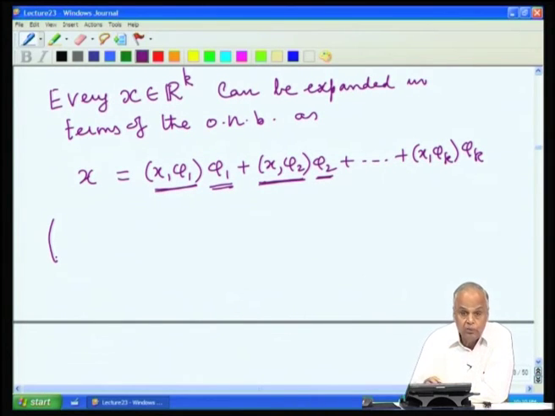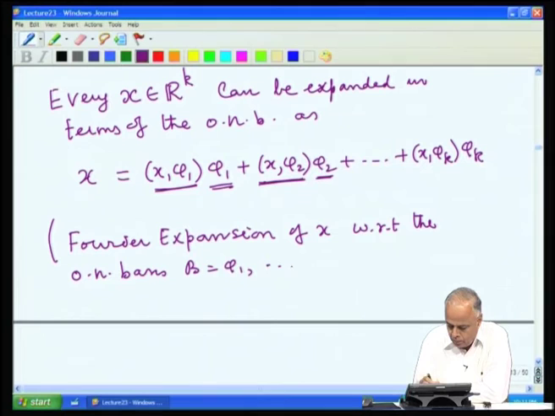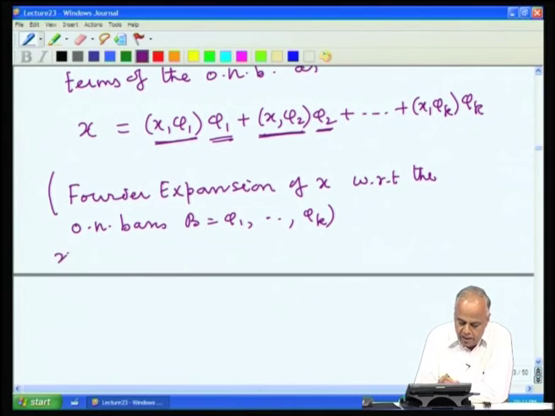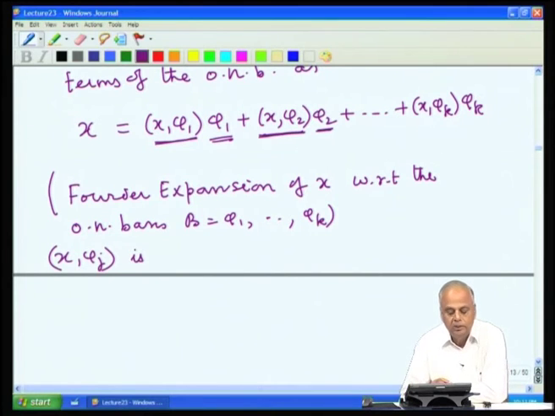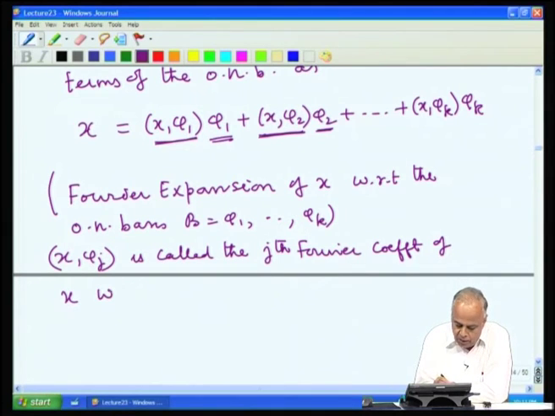In the general situation, when we deal with abstract vector spaces and abstract inner products which generalize the dot product, such expansions are referred to as the Fourier expansion, the generalized Fourier expansion of x with respect to the orthonormal basis B. And the x comma phi j is the coefficient, the coordinate or the component of x with respect to this ordered basis B, and is called the jth Fourier coefficient of x with respect to this ordered basis B.